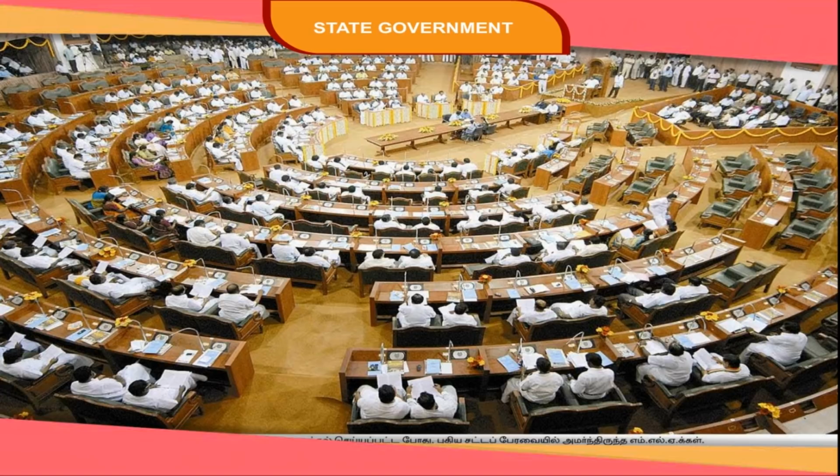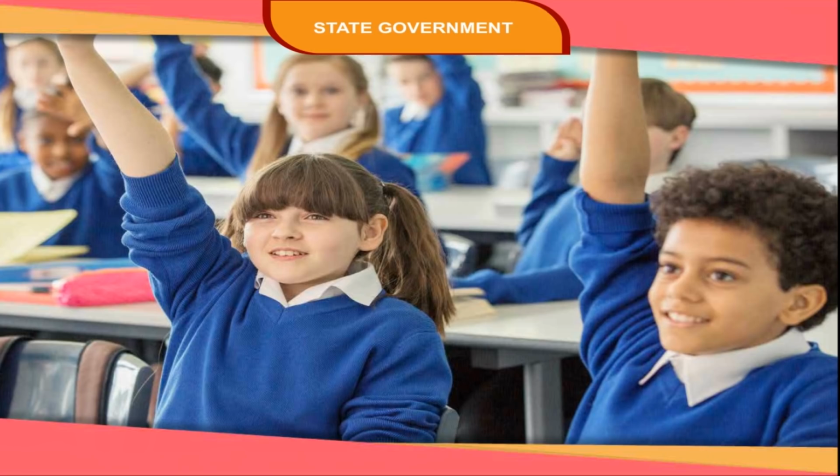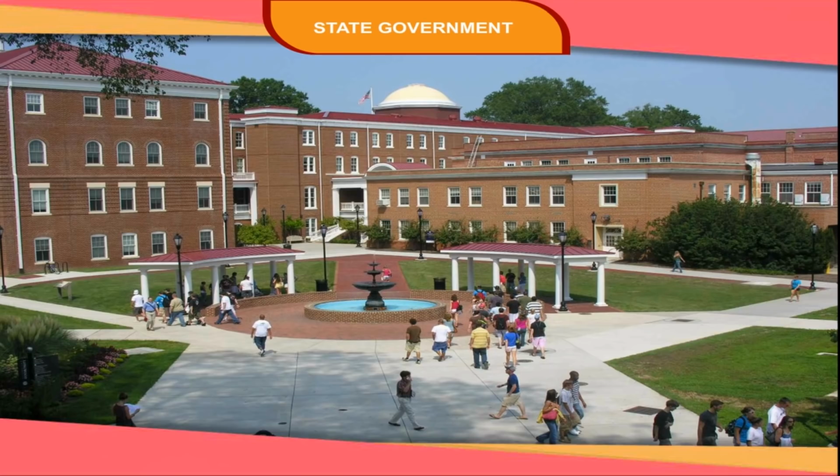Another 1/3 of its members are elected by the members of local government bodies. 1/12 of the members are elected by an electorate consisting of university graduates. Another 1/12 are elected by an electorate consisting of teachers of secondary schools, colleges, and universities, and the remaining 1/6 are nominated by the governor of the state.